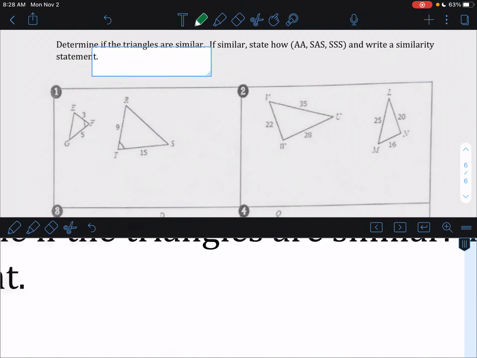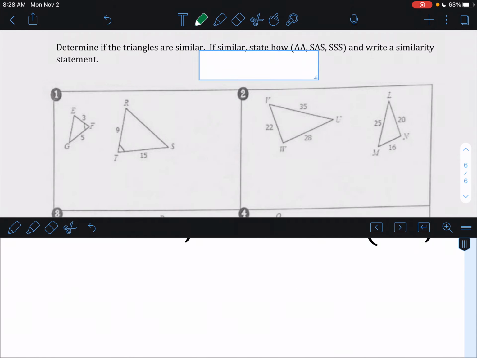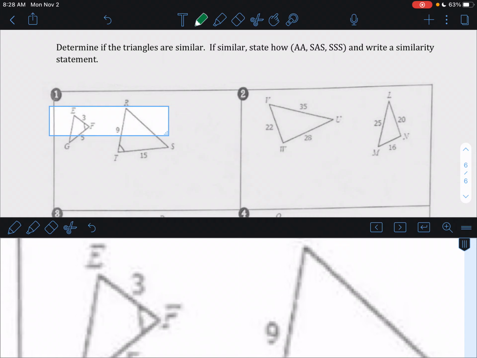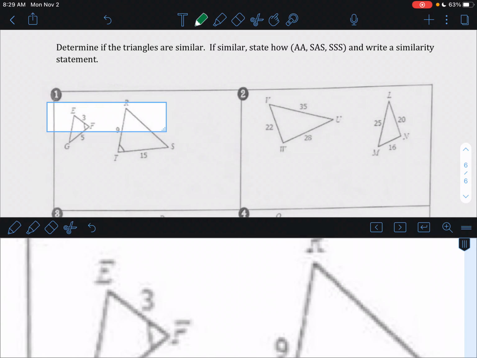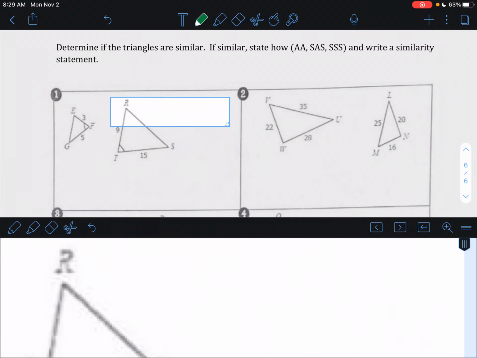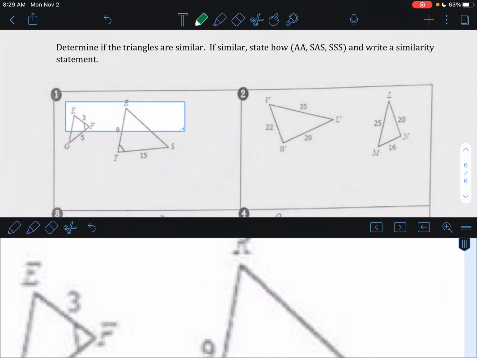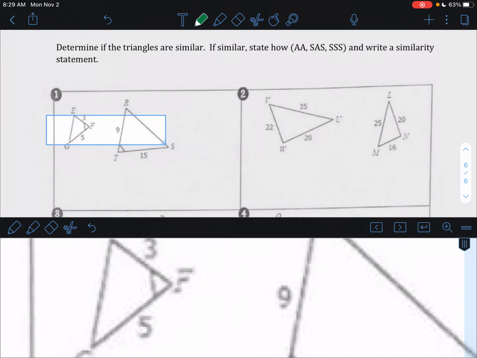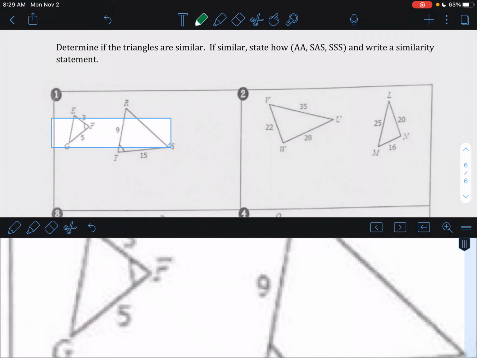Okay, so we want to determine if the triangles are similar, and if similar, state how, and write a similarity statement. Okay, so first I have this triangle EFG and this triangle RTS. I see 2 side lengths marked on each triangle, and I see 1 angle marked. And that angle is between the 2 marked side lengths. Therefore, I may be able to conclude that they're similar using SAS.